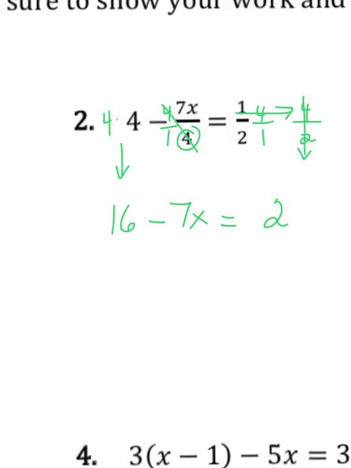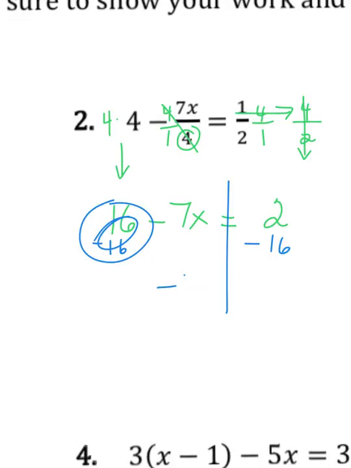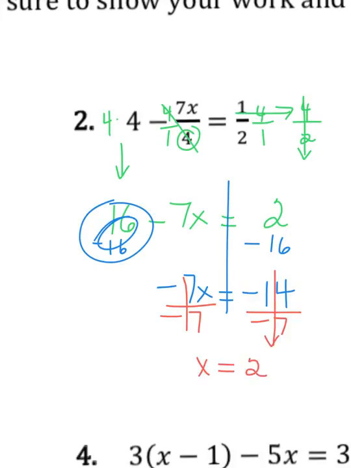Now I go ahead and solve my steps. Subtract 16, because it's hanging out here by itself. That turns into 0. Negative 7x equals negative 14. Divide by negative 7, 1x equals, and 14 divided by 7 is going to be a positive 2. It's a negative 14, a negative divided by negative is a positive.